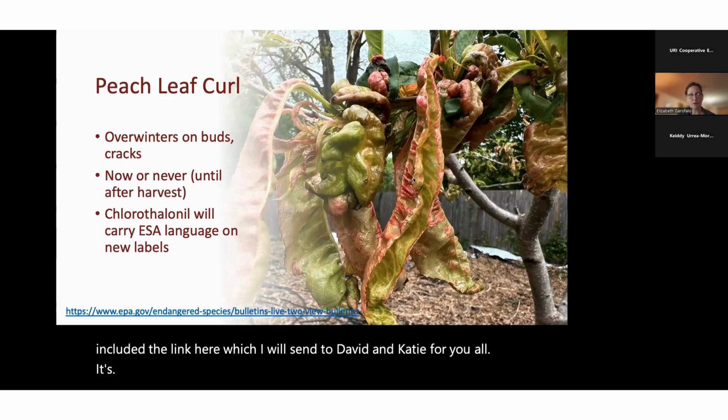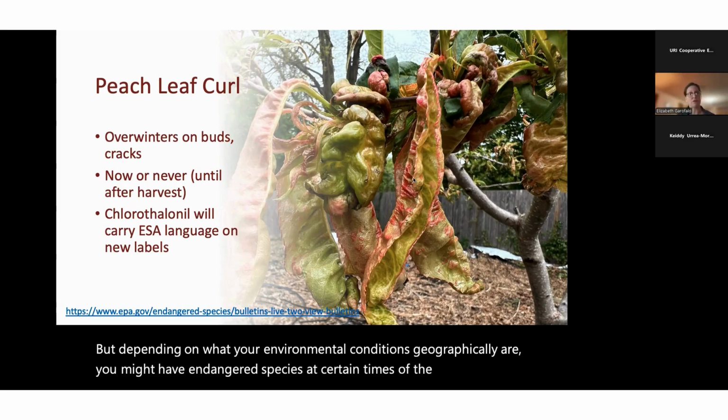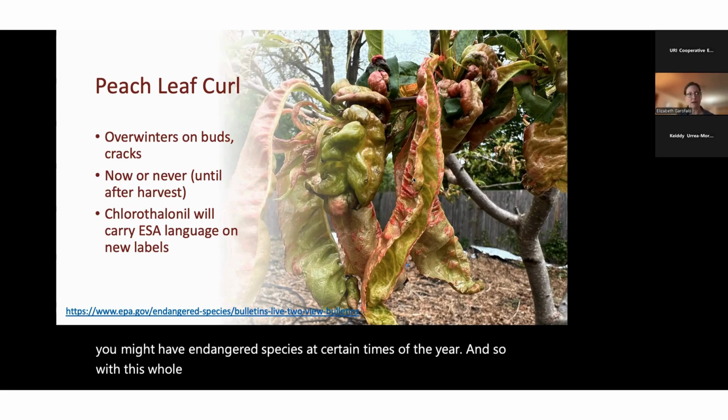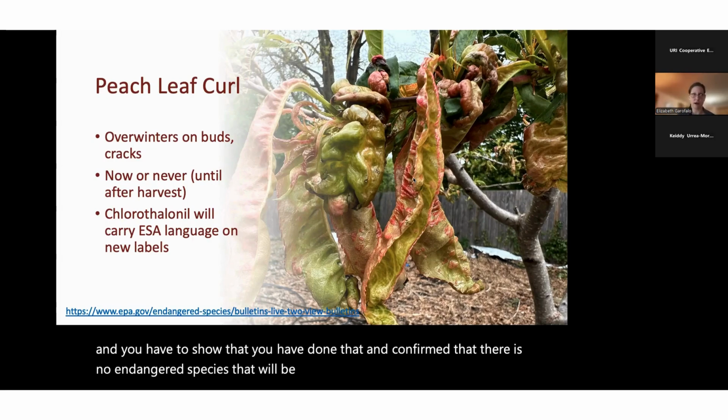The website's a little onerous right now. Not a shock. But depending on what your environmental conditions geographically are, you might have endangered species at certain times of the year. And so with this whole website, this bulletin's live too. You go in there and you put in your site, your material and your spray date, and you have to show that you have done that and confirmed that there is no endangered species that will be impacted by your application.